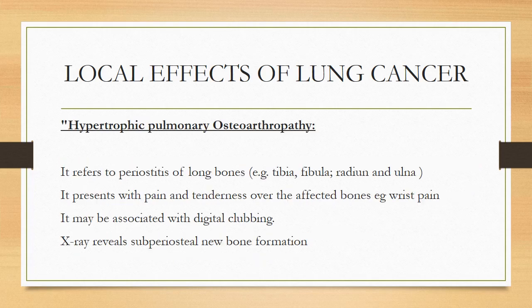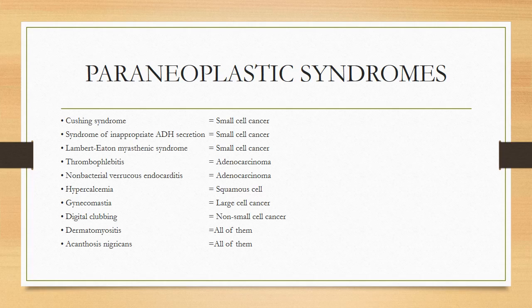Another is hypertrophic pulmonary osteoarthropathy. It refers to periostitis of long bones, tibia, fibula, radius and ulna, and it presents with pain and tenderness over the affected bones. It may be associated with digital clubbing, and X-ray will reveal subperiosteal new bone formation. Lymphatic spread to lymph nodes is the most common, with mediastinal and cervical lymph nodes involved, and hematogenous spread can occur to liver, bone, brain, and adrenal glands.